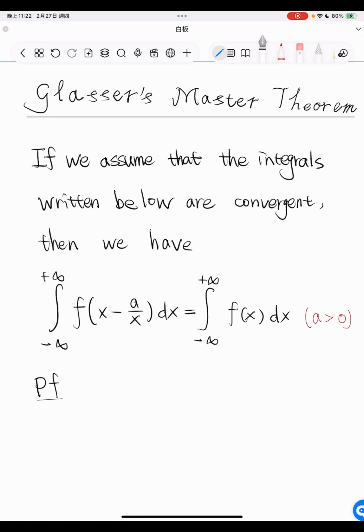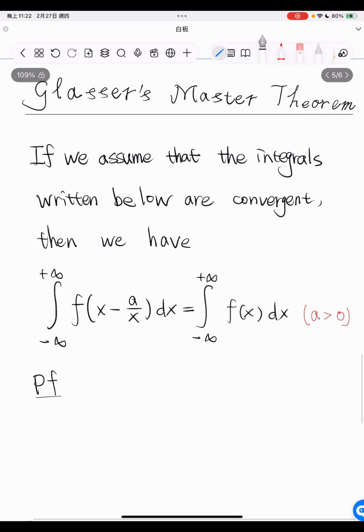Today I will introduce a theorem called Glasser's master theorem. We will first present the content of the theorem, then prove it, and finally provide an example of its application.